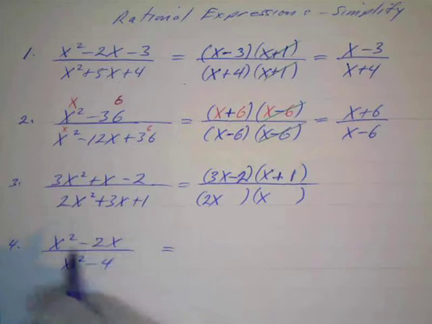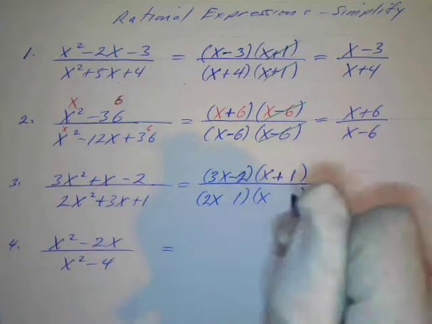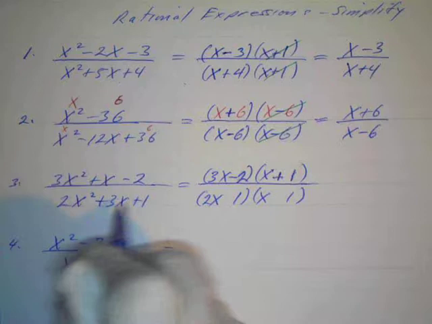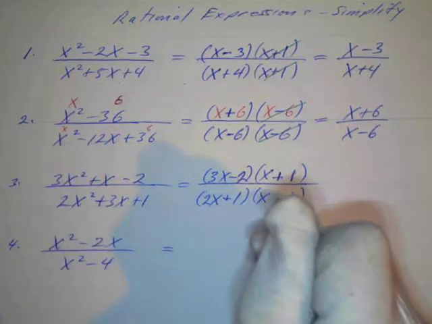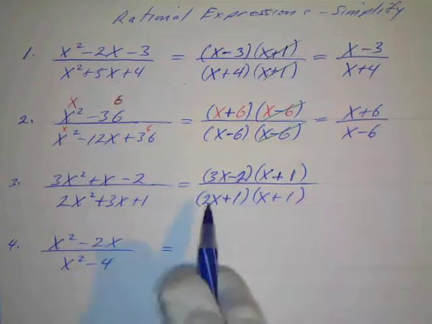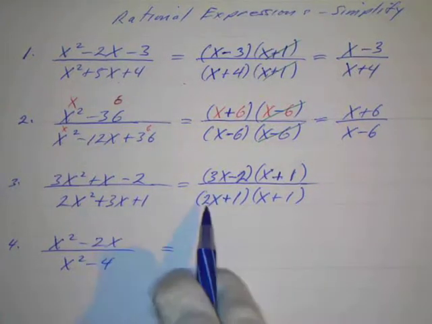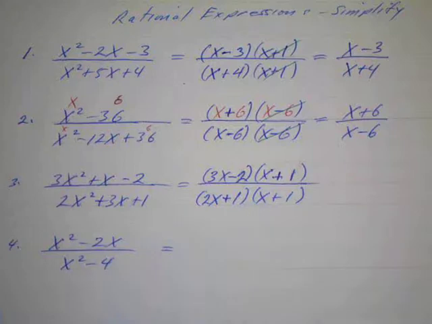I know 2x times x is the only way I can get 2x squared, and the only way I can get 1 is 1 and 1. And all my signs are positive, so all these signs must be positive. There's no negatives involved here. And you can just check that. 2x times x is 2x squared, and then outside 2x plus 1x is 3x, and 1 times 1 is 1.